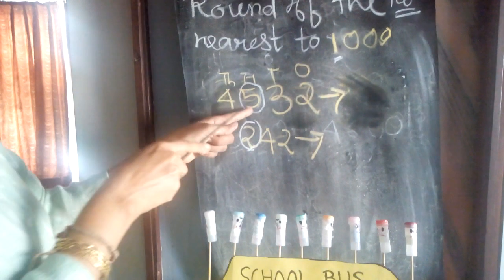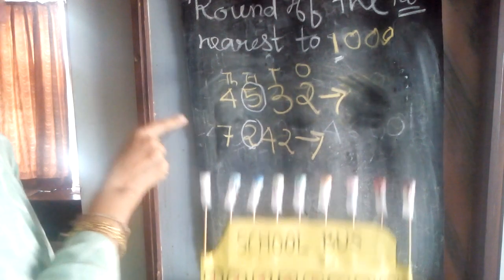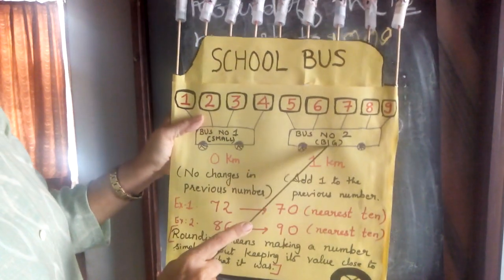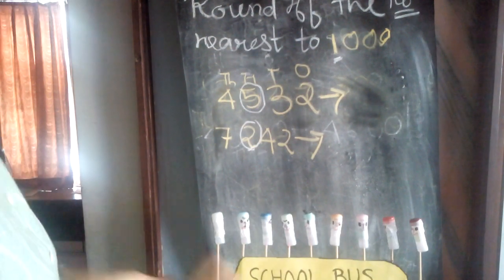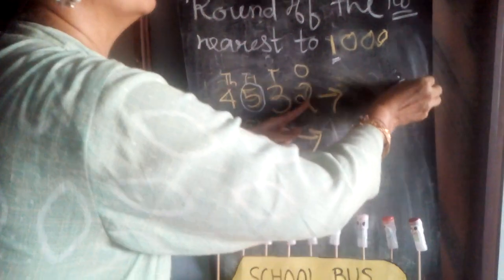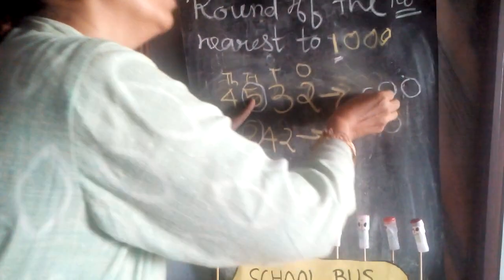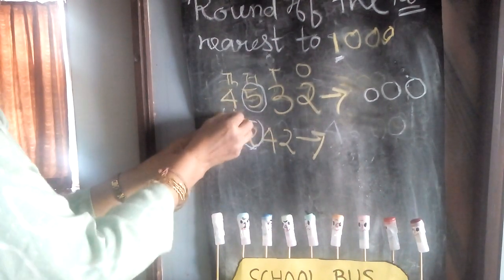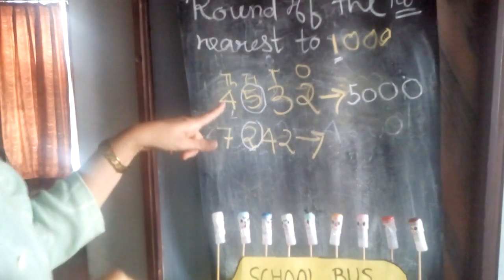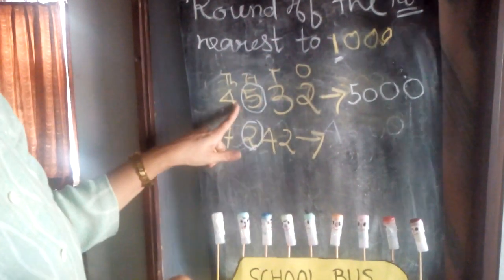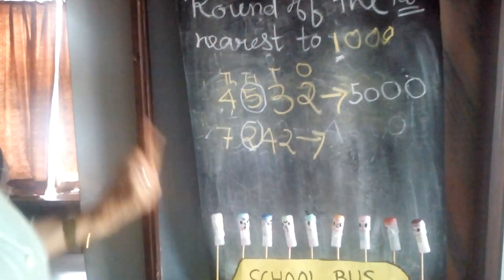Now look, a 100 place, which number is there? 5. 5 means 5th standard. So 5th standard is in bus number 2, big bus, plus 1 to the previous number. That means ones place will be 0, tens place will be 0, 100 place will also be 0 because we are adding plus 1 to the 1000 place, which will become 4 plus 1, 5. So your nearest 1000 number to 4532 is 5000. Understood, children? Now look down.